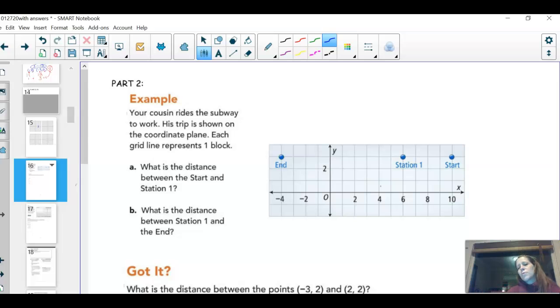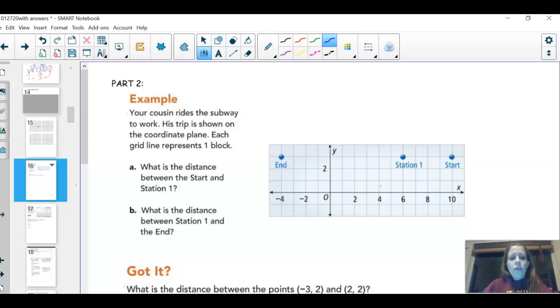Y ahora nosotros vamos a buscar a las problemas donde nosotros necesitamos practicar. Okay, so it says, your cousin rides the subway to work. His trip is shown on the plane. Each grid line represents one block.